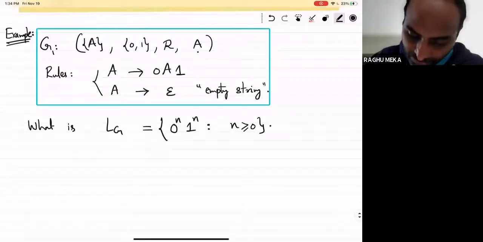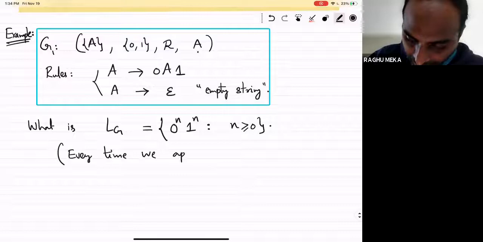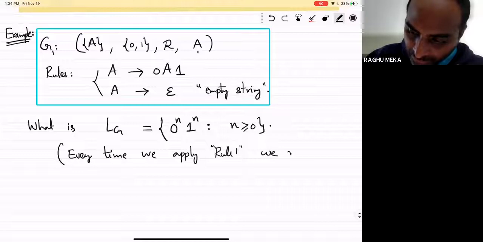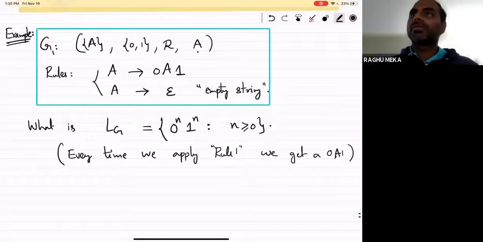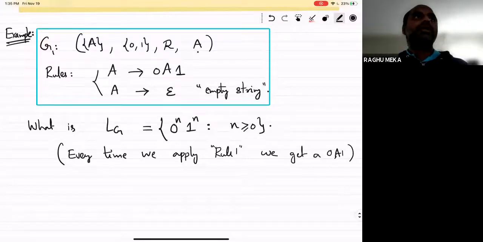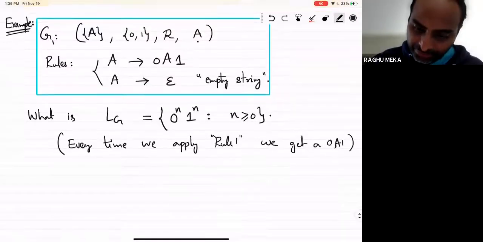Okay, so every time we apply rule 1, we get a 0, 1, and so on and so forth. Okay, let's do one more example.